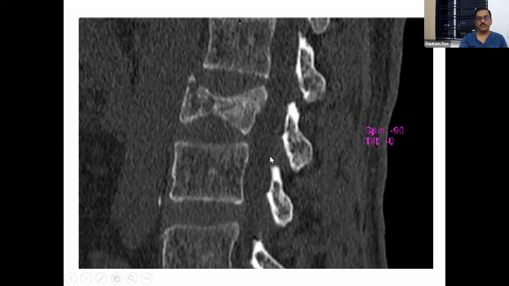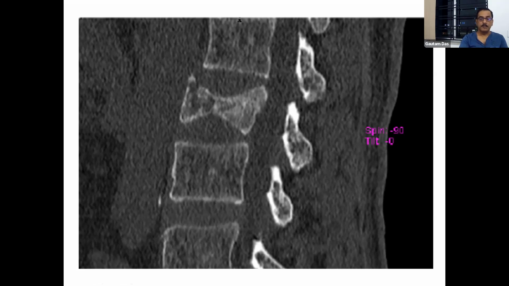So what is the 3-column? The spine is divided into 3 columns. One is the anterior 2/3 of the vertebral body and anterior 2/3 of the disc. Anterior longitudinal ligament is running here, the anterior annulus. So all these are your anterior column. If you are drawing an imaginary line from here, anterior 2/3 of the vertebral body, anterior 2/3 of the disc, this is your anterior column.